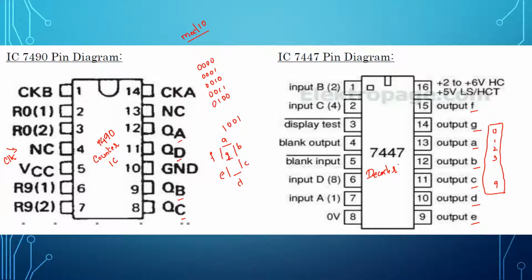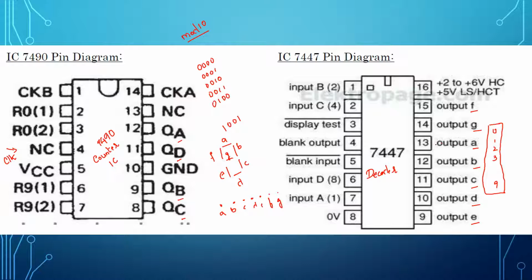So the decoder, I said, has to be connected to the 7-segment display, right? The 7-segment display has pins corresponding to all of these. So this is for A, this is for B, C, D, E, F, and G. The outputs of the decoder IC should be connected to the pins of the 7-segment display, and the output to be connected has been noted very clearly here. In the pin diagram, it has been very clearly specified.